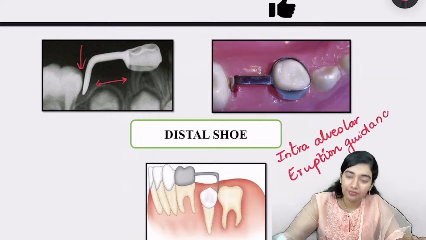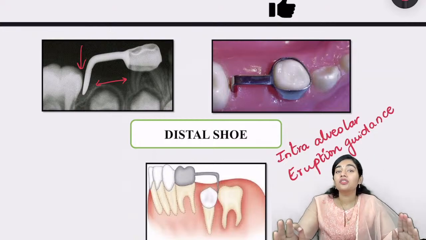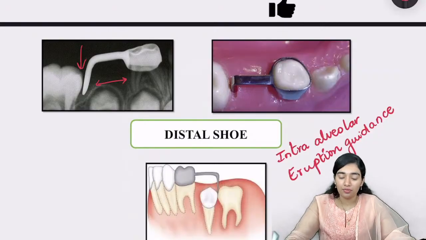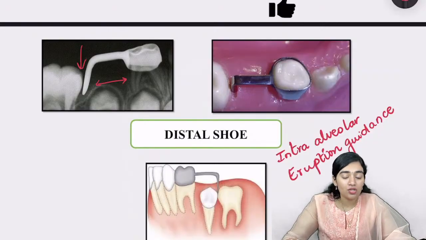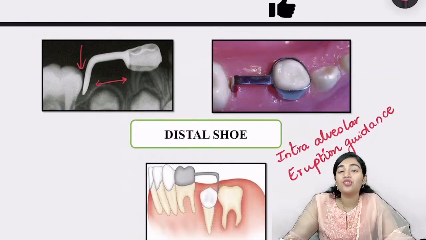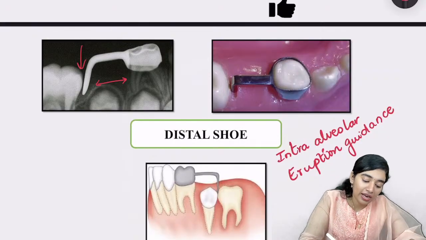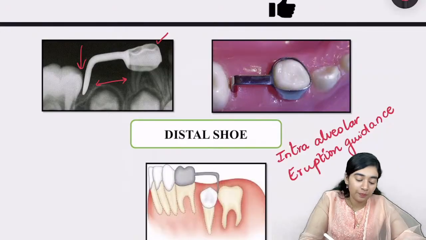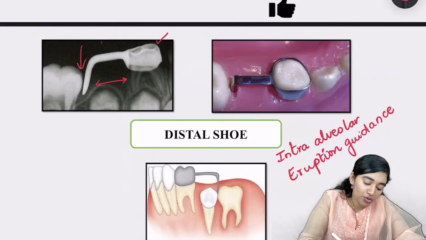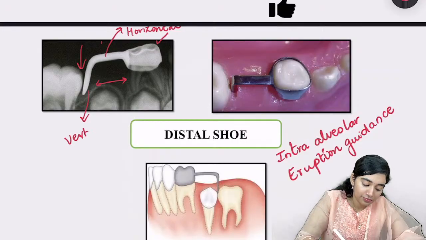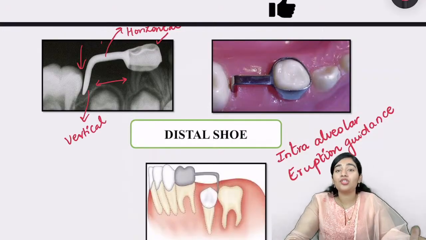appliance. All right, so there are 2 other names for distal shoe. Even when they are in the options, you need to choose them, right? Intraalveolar appliance, or it can also be called the eruption guidance appliance. So here, in this appliance, we have a band that is placed on the abutment tooth, and we have a horizontal arm and a vertical arm. I hope you all can appreciate there are 2 parts.